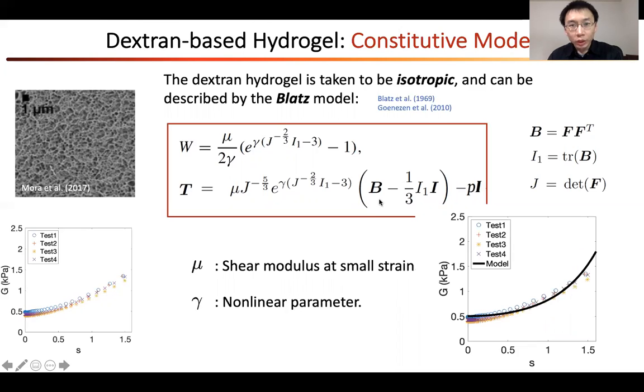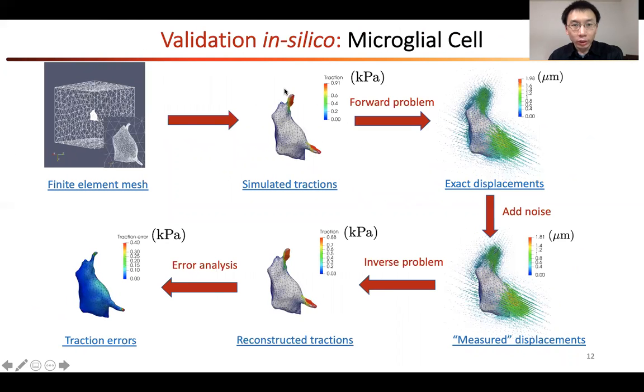All right. So we first validate our method in silico. We start with a simulated traction field, and we solve a finite element problem to generate the displacement field. And then we add noise to it to mimic the realistic measured displacement field, right? And then we solve an inverse problem to recover the traction field. And finally, we compare the reconstructed and the simulated tractions, so the ground truth, to evaluate the performance of our algorithm. Okay, so when we solve the inverse problem, we use both a linear and nonlinear approach, and we want to see how sensitive the results are to the algorithm.